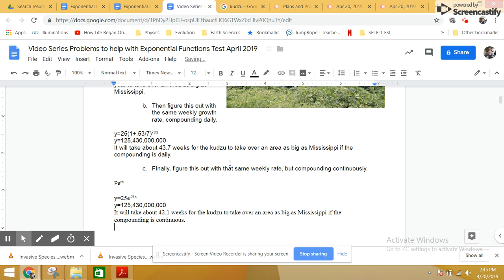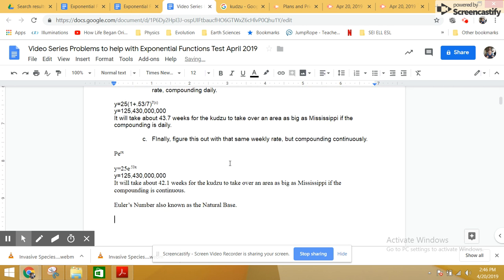And let me say a couple things about Euler's number. Euler's number, also known as the natural base, was developed as a way to figure out situations where you had continuous compounding, where you didn't have quarterly or monthly or daily. It was actually an infinitely high number of compounding events that were infinitely short.